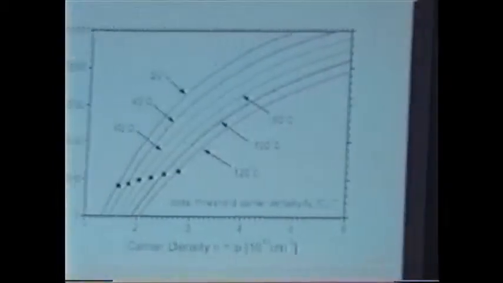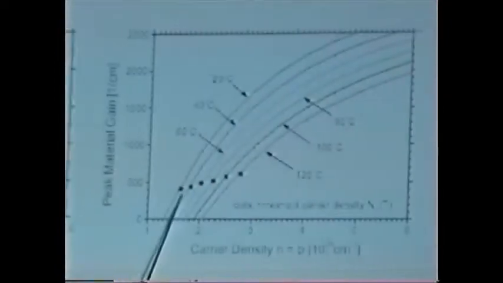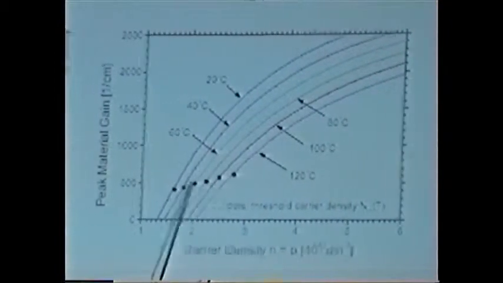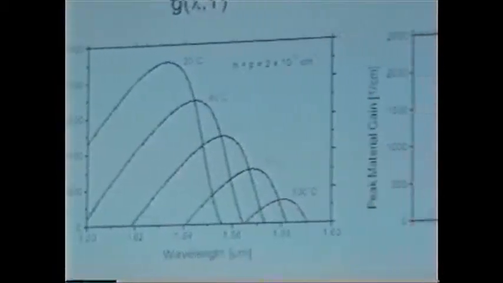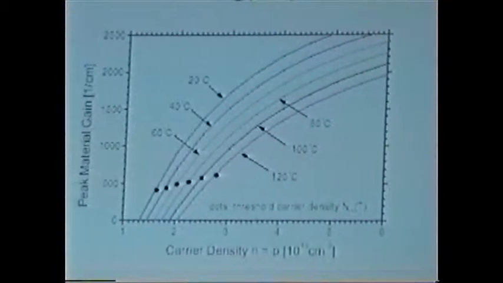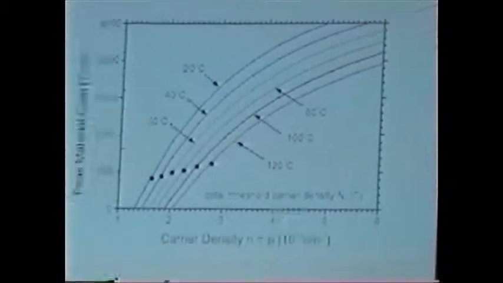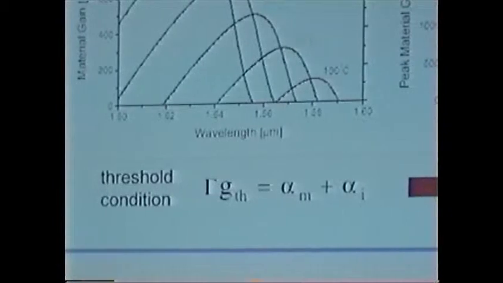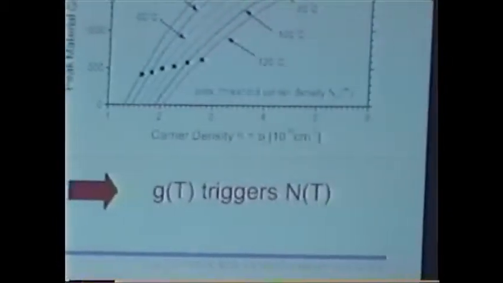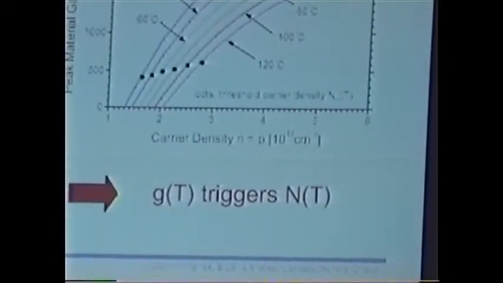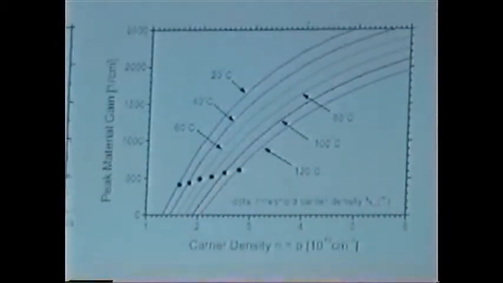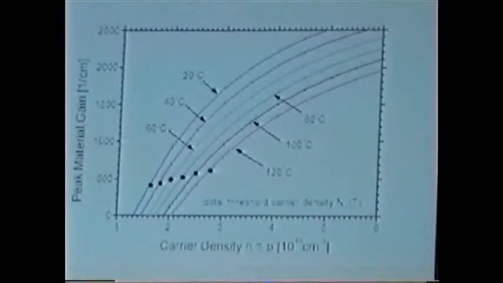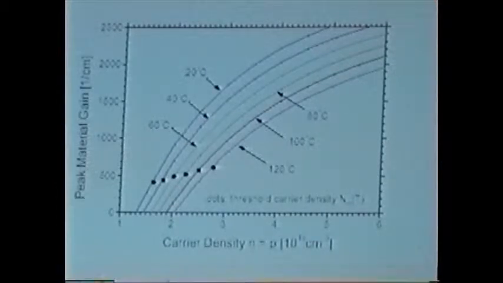And that means to satisfy a certain threshold gain, we have to pump harder. So we have to put in more and more carriers. So this gain reduction as a function of temperature triggers the increase in carrier density with higher temperature. And this then triggers all the other bad things, Auger recombination and leakage. But at the heart of the process is the temperature dependence of the gain. And the other leakage mechanisms only amplify that effect.